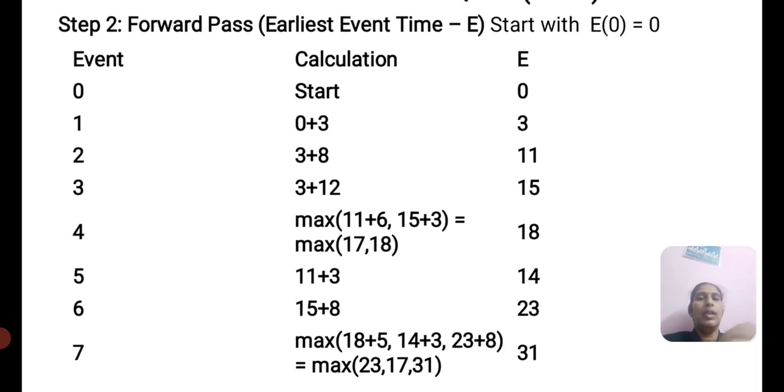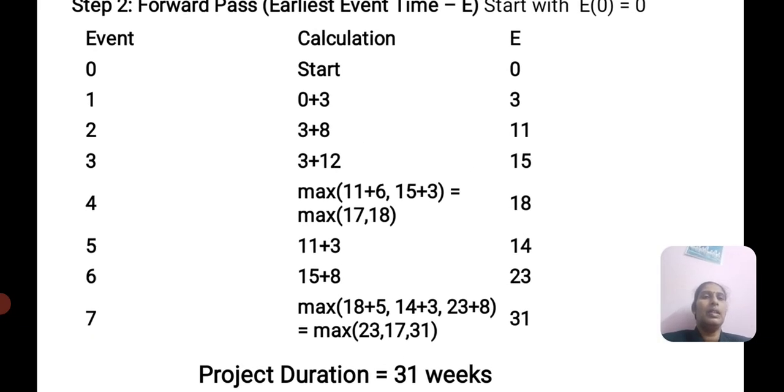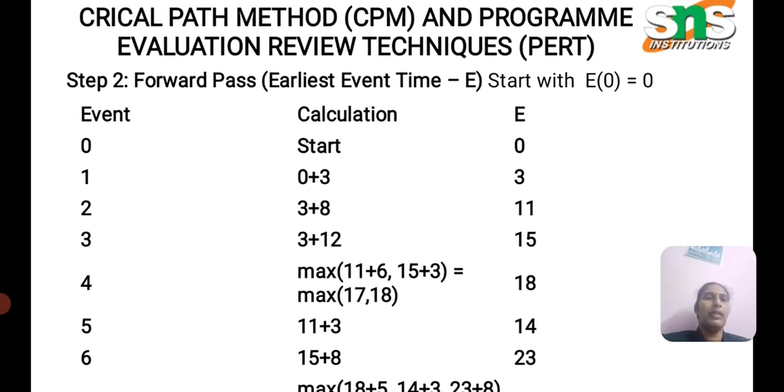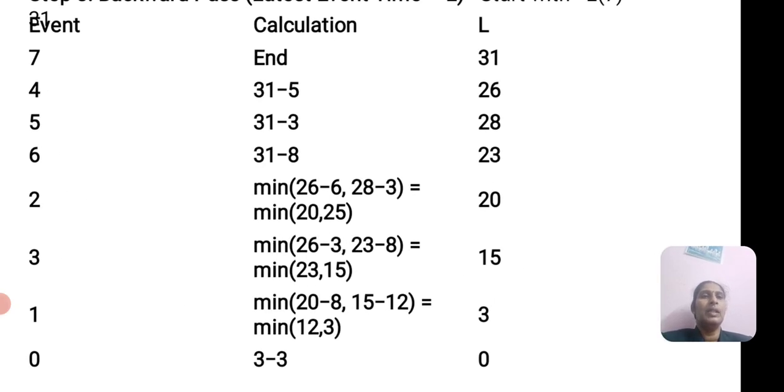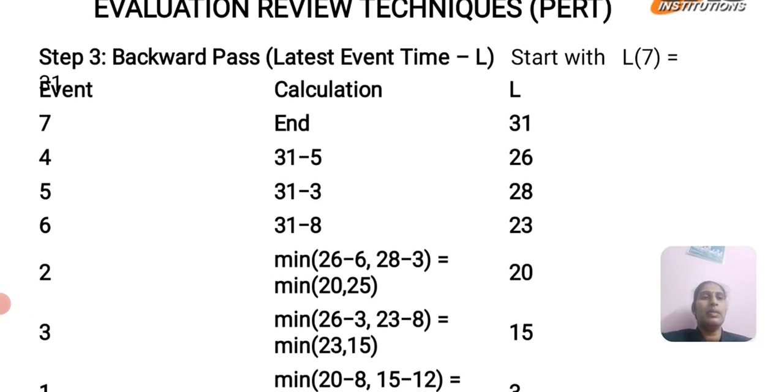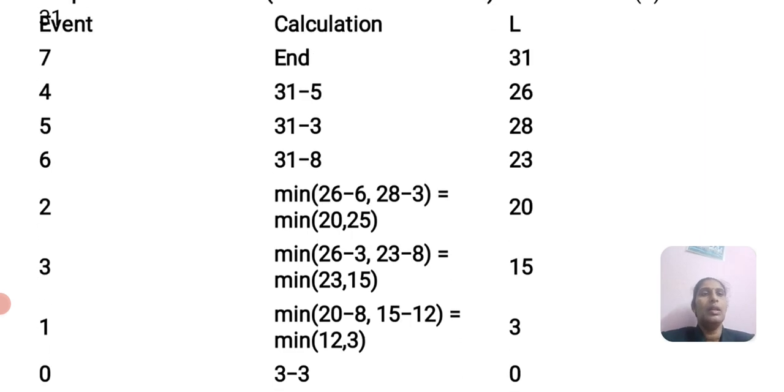In the same way we calculate the starting value, forward pass and backward pass. In the forward pass we add the values and take the maximum value, whereas in the backward pass we subtract the values. If there are two ways, we take the maximum value. Here the maximum value is 31 days. Then for the minimum backward pass, we subtract 31 minus 5, 31 minus 3, and if there are two ways, we compare the two values.